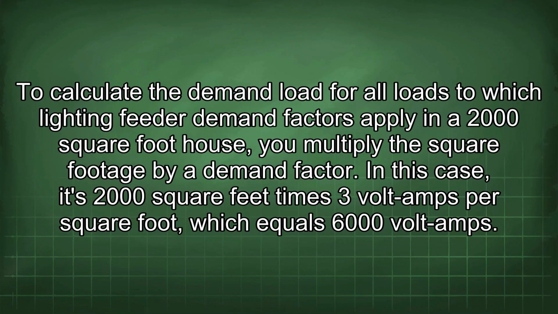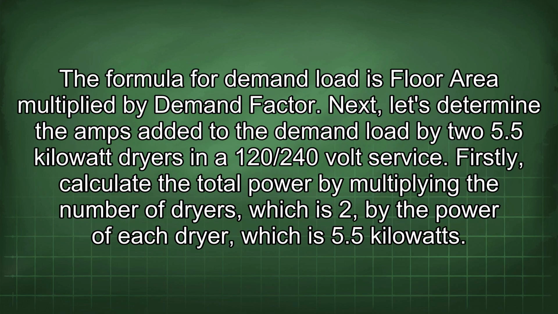To calculate the demand load for all loads to which lighting feeder demand factors apply in a 2000 square foot house, you multiply the square footage by a demand factor. In this case, it's 2000 square feet times 3 volt amps per square foot, which equals 6000 volt amps. The formula for demand load is floor area multiplied by demand factor.